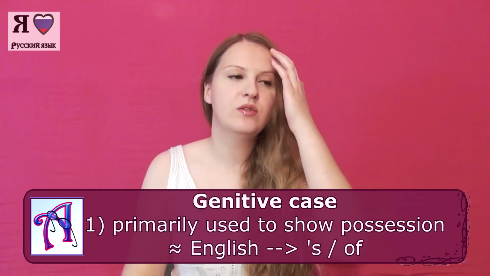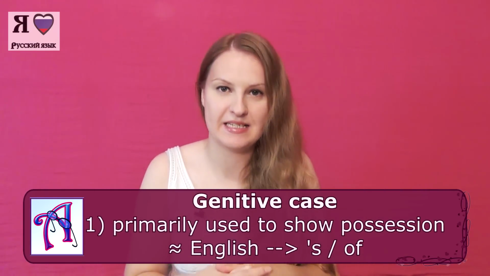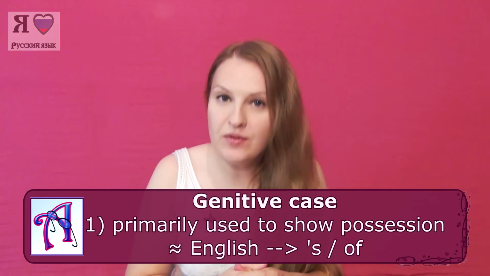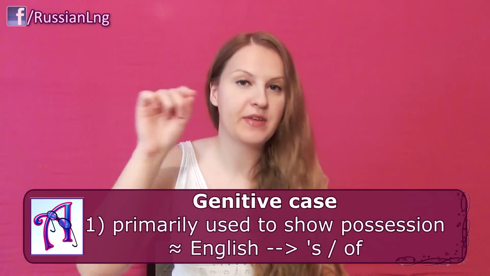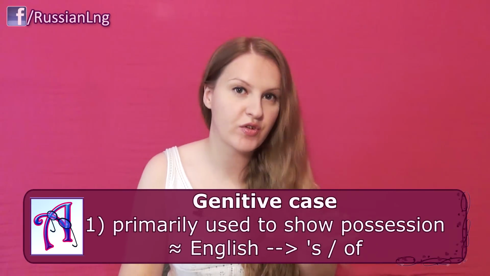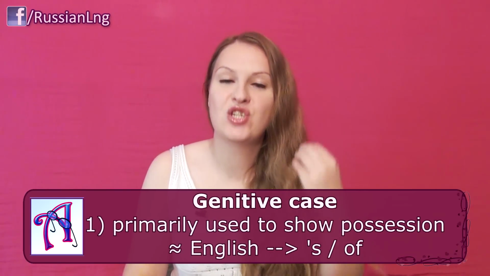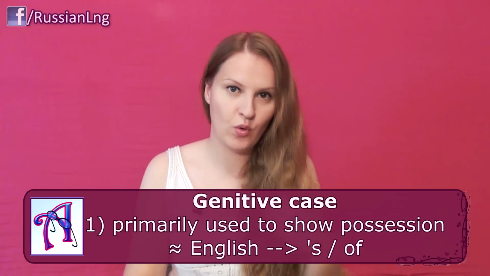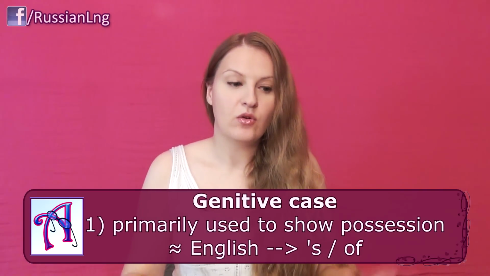The general information first. The genitive case is primarily used to describe possession, to show that somebody possesses something. In this case, the equivalent in the English language will be the use of apostrophe s or the preposition of. So these are two constructions which are primarily translated into Russian by using the genitive case of a noun or a pronoun or adjective and so on. So let's continue.